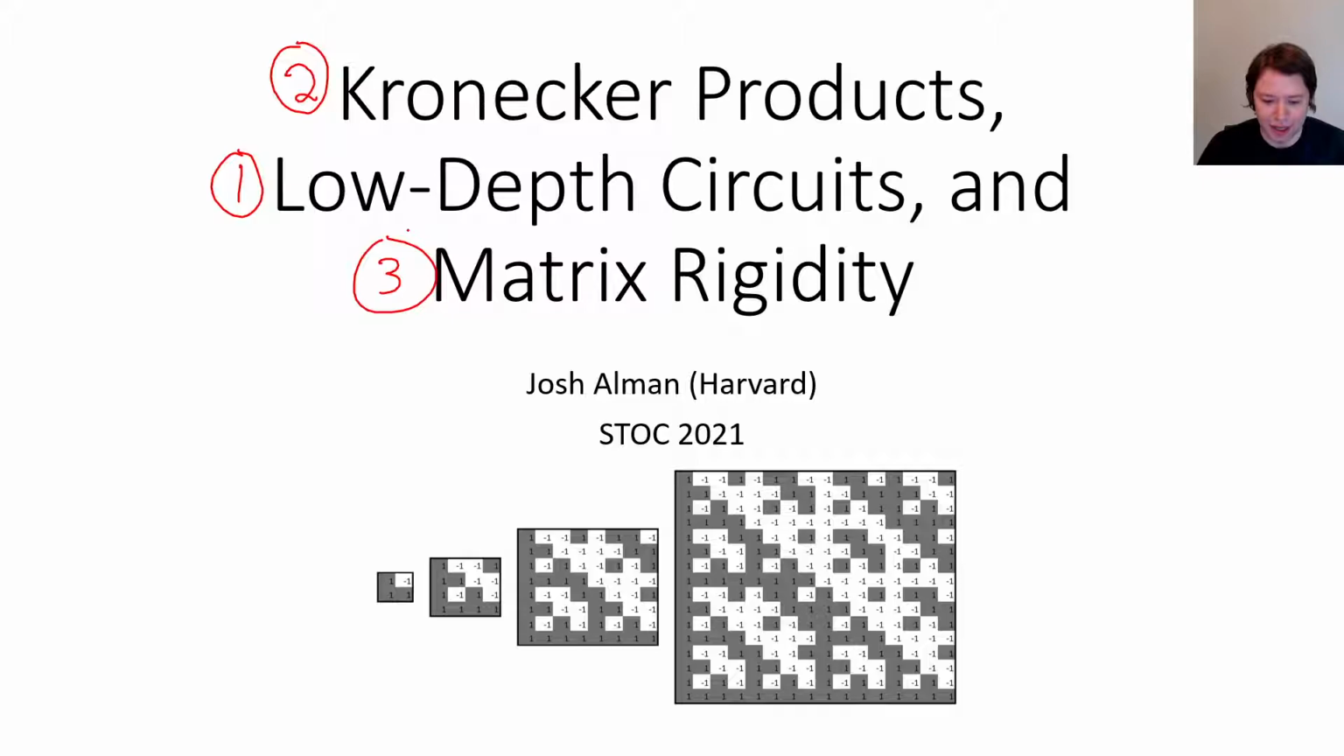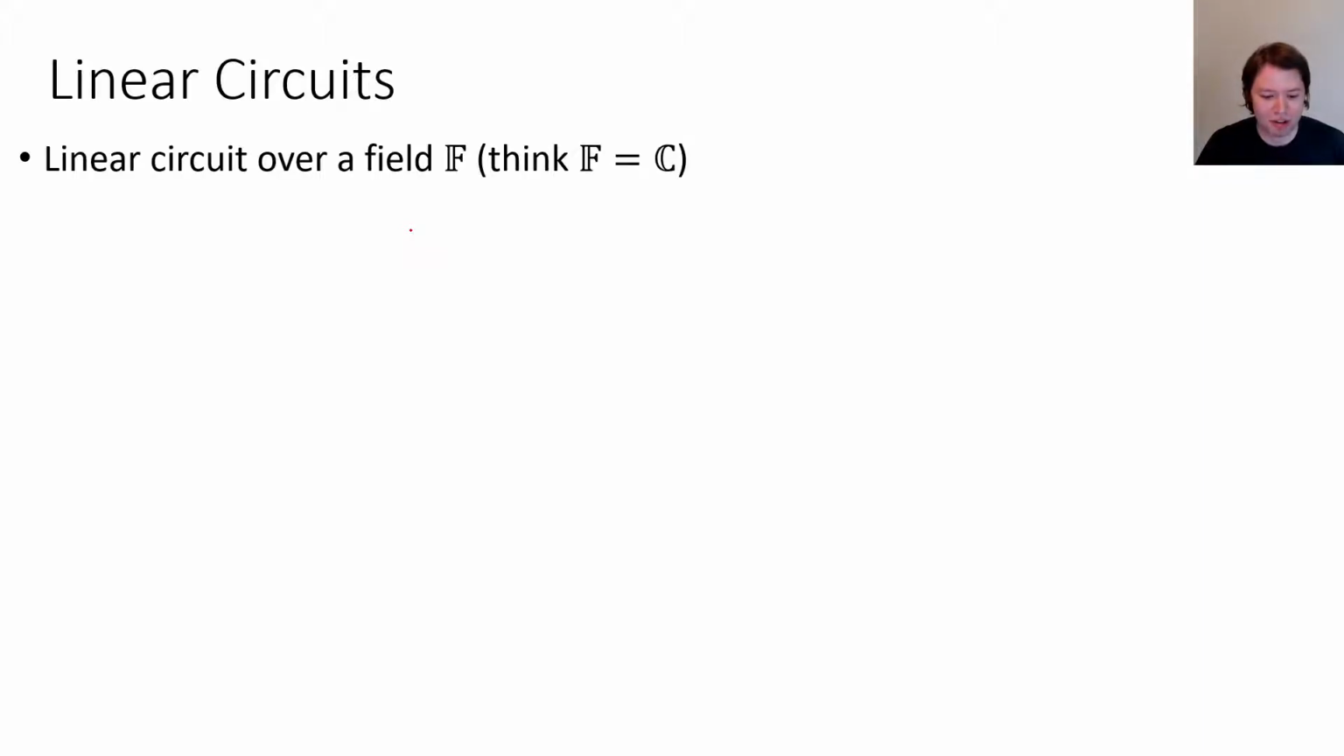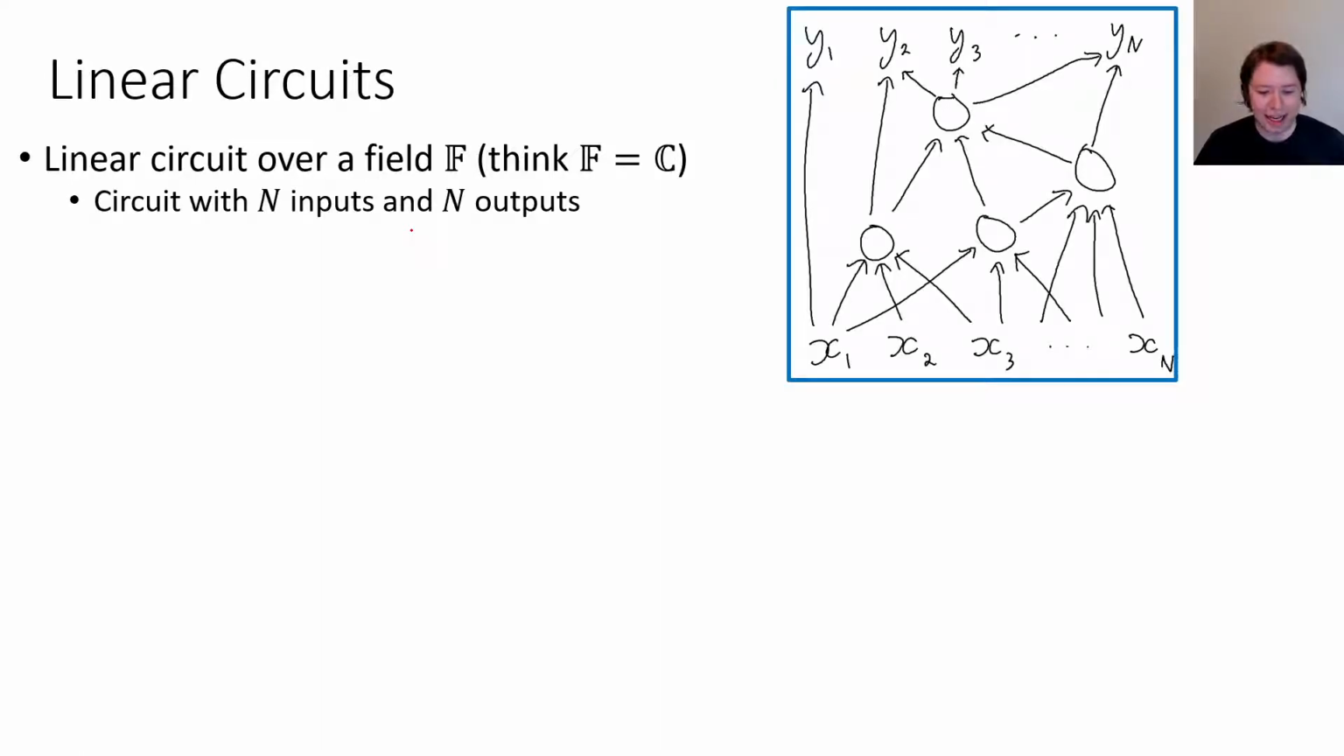Okay, so the circuit model we're dealing with is called linear circuits. These circuits are over a field F, and for this talk, you can think of the field as the complex numbers, though the results I'll talk about today work over any field. These circuits have n inputs that I'll call x1 through xn, and n outputs that I'll call y1 through yn. So they take in n field elements, n complex numbers, and they output n field elements or complex numbers.